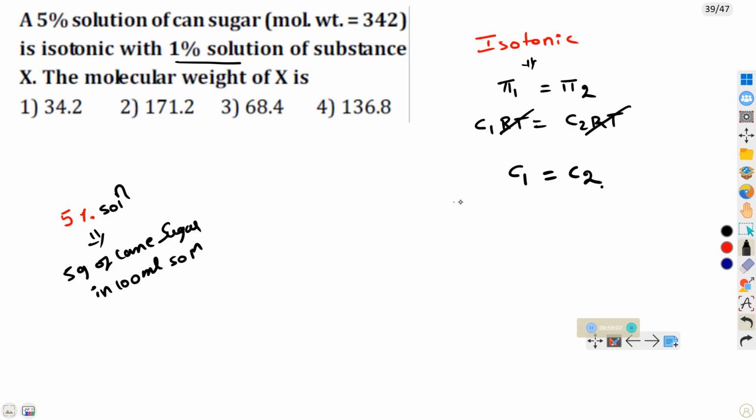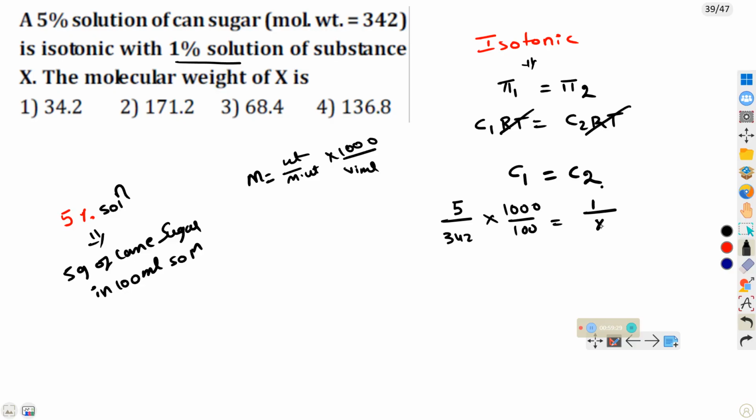Use the formula weight by molecular weight. Concentration is expressed in terms of molarity. Molarity formula is weight by molecular weight into 1000 by volume in ml. 5 by 342 into 1000 by 100 equals 1 by x. Your aim is to calculate molecular weight. 1000 by 100 cancels. Then x equals 342 by 5. Simplify, then we get 68.4. Third option.